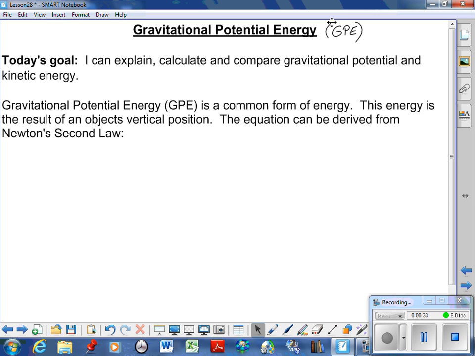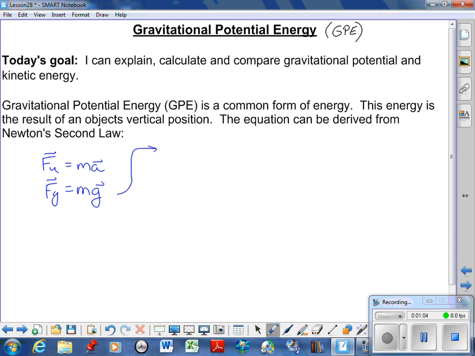So gravitational potential energy, or GPE, is the common form of energy. This is the energy that results from an object's vertical position. So if you are suspended above the surface, you have what we call stored energy. How do we calculate this particular energy? Well, we need to take Newton's second law, and from that, it's really force due to gravity, if we're talking about an object that's above the surface.